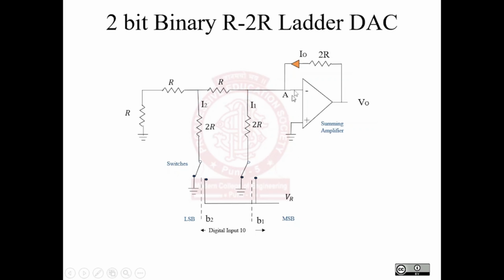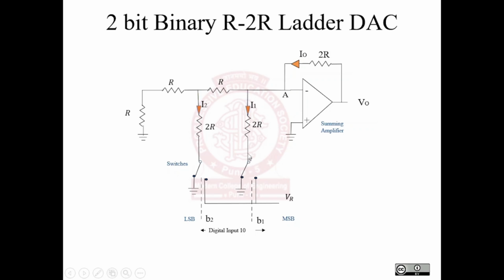Here we can see that this is an inverting summing amplifier. The inverting terminal is connected to the R2R ladder. Here we are considering two binary bits, that is B1 and B2. So there are two combinations of R and 2R. This is one combination of R and 2R, and this is another combination. We have 2R which is connected in the feedback path between the output and the input, and we have another resistor R which is connected at the input terminal here.